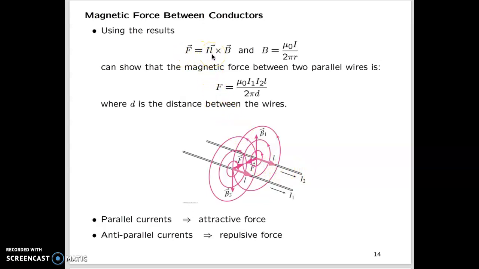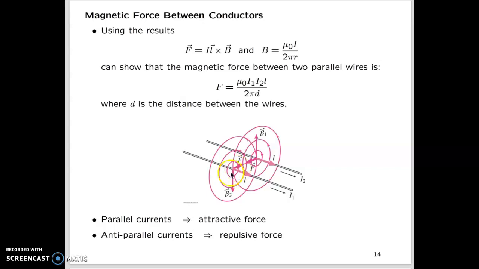What's the force? F is I times L cross B. L, remember, as a vector, points in the direction of the current. In this case, it would be I2, feeling the magnetic field B1 caused by current I1. So the cross product of a vector pointing in the direction of the current I2 with this magnetic field B1 will give you the force, and the direction of the force will be, well, it's a little messy here, but you can see the force is pointing from wire number 2 towards wire number 1.